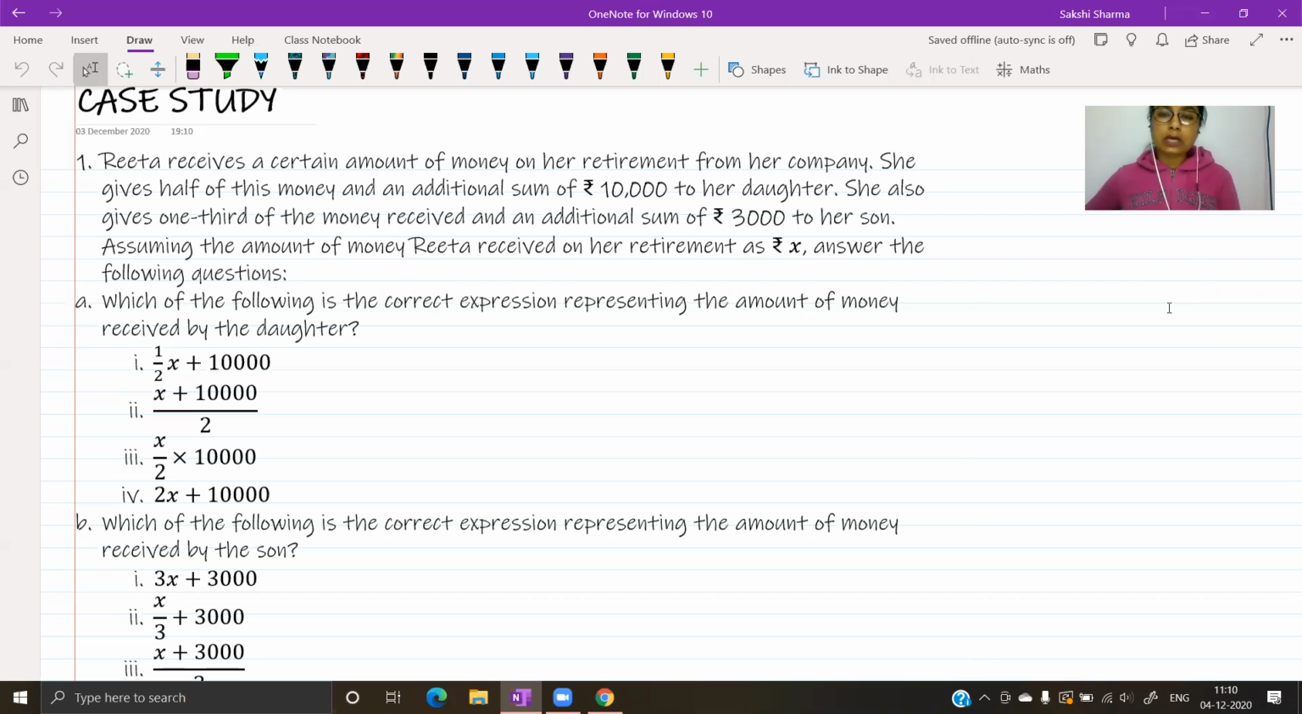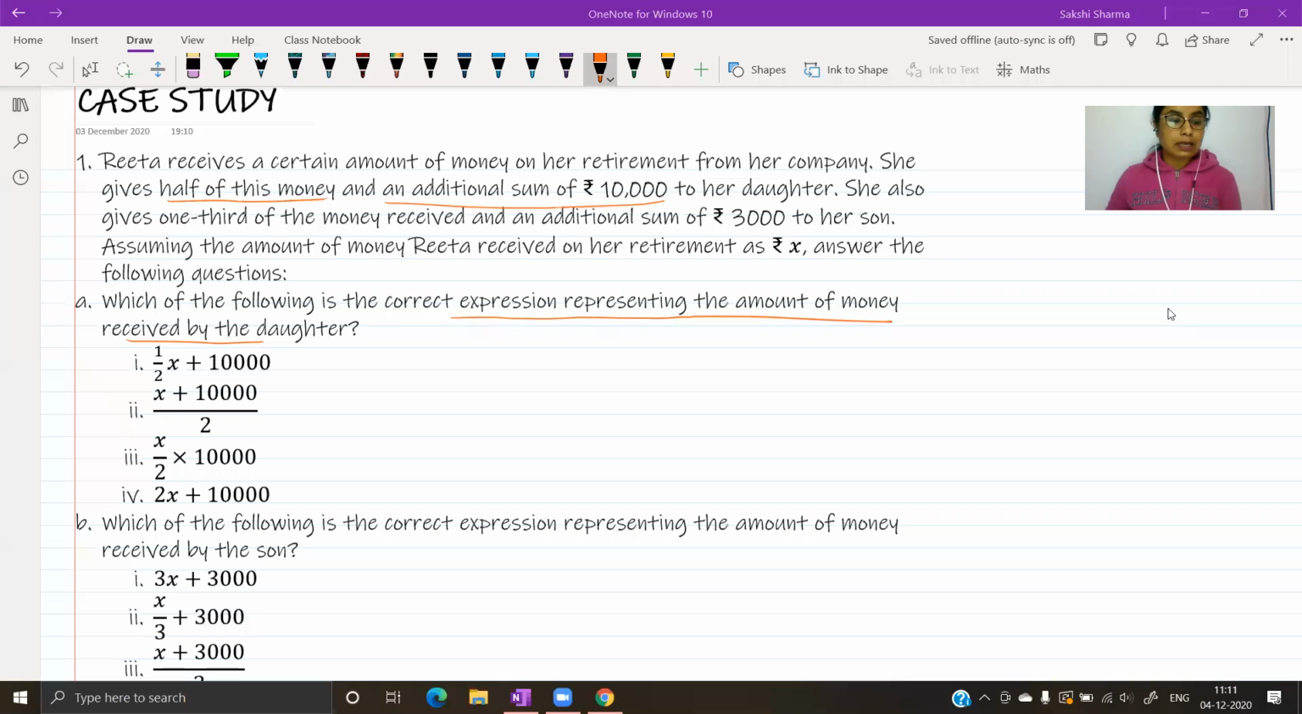And as you can see, all these are in multiple choice form. So you can go over this statement once thoroughly and then start answering. So first part is, which of the following is the correct expression representing the amount of money received by the daughter? So go back to the statement here and see how much money is being given to the daughter. So half of this money, the money Rita received on her retirement, and an additional sum of 10,000 rupees. And you can pick the correct expression for this.